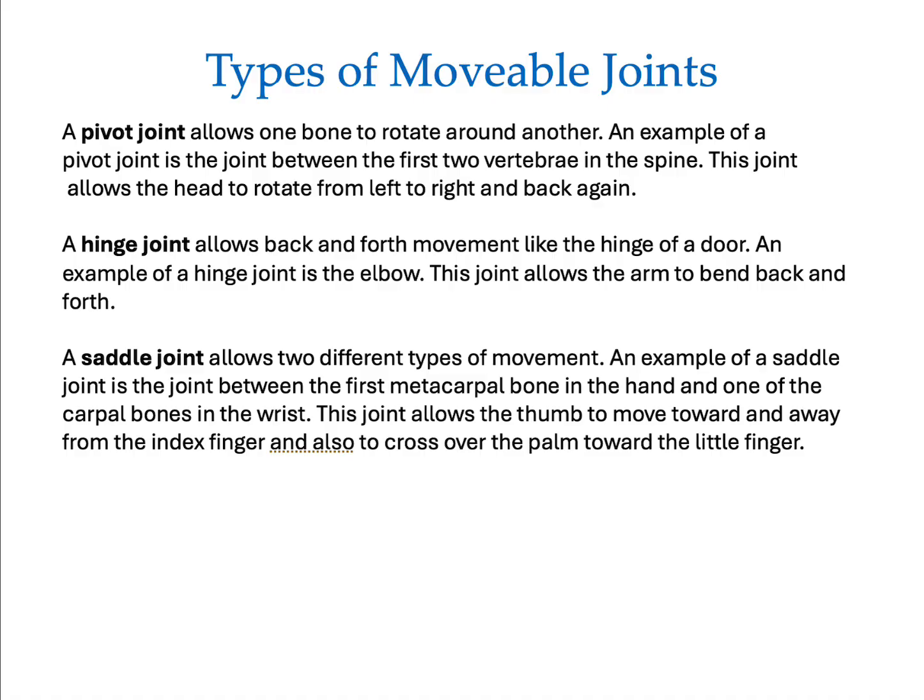A hinge joint allows back and forth movement like the hinge of a door. An example of the hinge joint is the elbow. This joint allows the arm to bend back and forth.